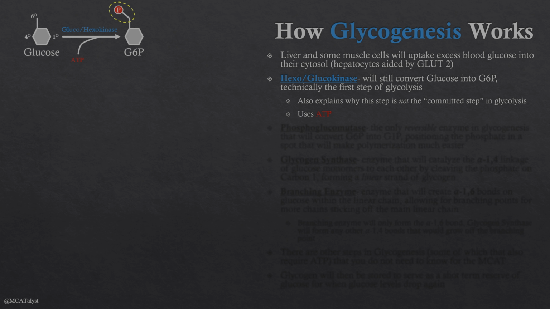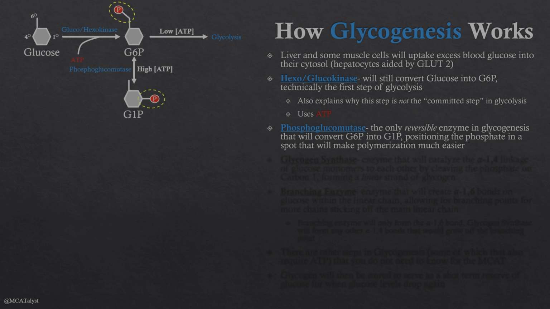Like I've mentioned earlier, we could potentially just send this G6P through the rest of glycolysis. We're specifically going to be doing this in low ATP conditions, but in high ATP conditions, this is when the liver and muscle cells are going to start using the enzyme phosphoglucomutase. This is an enzyme that's reversible. Notice that the arrows go both directions here. It's going to be diverting G6P from glycolysis, and it's basically going to flip that phosphate from the number 6 carbon to the number 1 carbon.